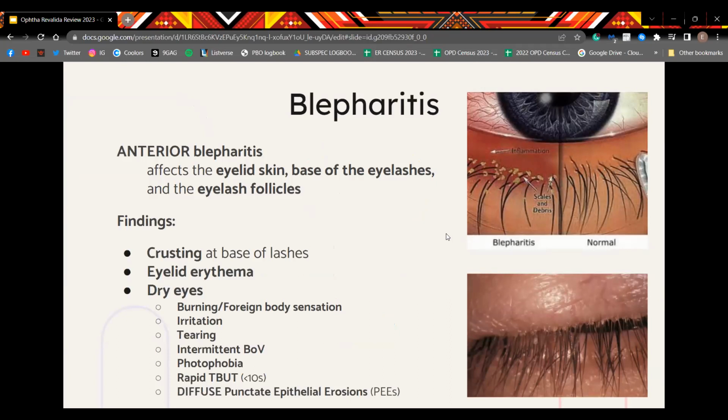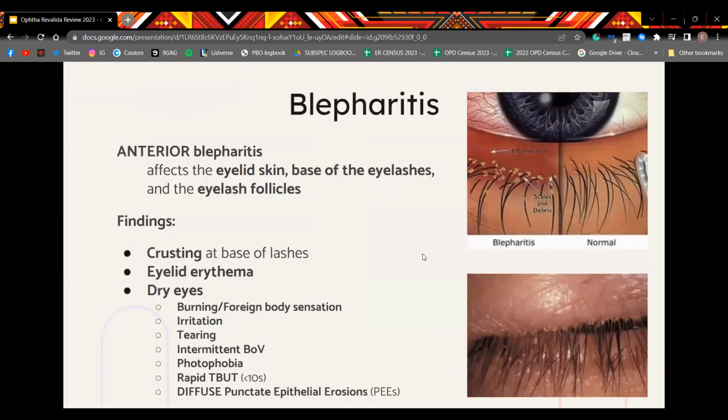So mga symptoms ng dry eyes, including foreign body sensation, irritation, tearing, intermittent blurring of vision, photophobia, and yung rapid tear break-up time. And aside from that, you could also see punctate epithelial erosions, which are parang maliliit na sugat sa harap ng mata that's caused by dry eyes. Okay, so kumbaga yung most pathognomonic in this case would be yung crusting at the base of the lashes. So this is what you see in the picture in the lower right. No? Sometimes you also see eyelid erythema.